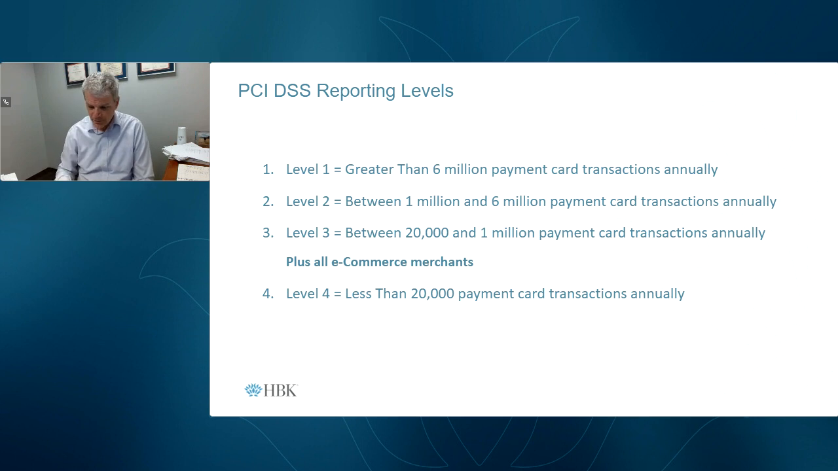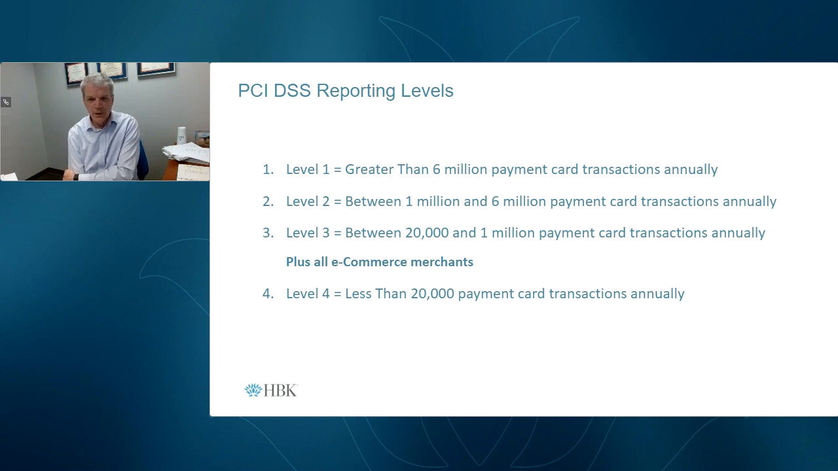And then PCI has 4 reporting levels. Based on the number of credit card transactions that a company processes on an annual basis, that determines what level they're under, with the smallest being 20,000 payment card transactions. And I say payment card instead of credit card because you've got credit cards and debit cards, and you can even use prepaid gift cards on some websites.